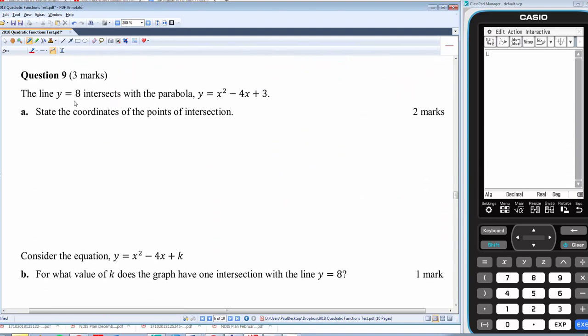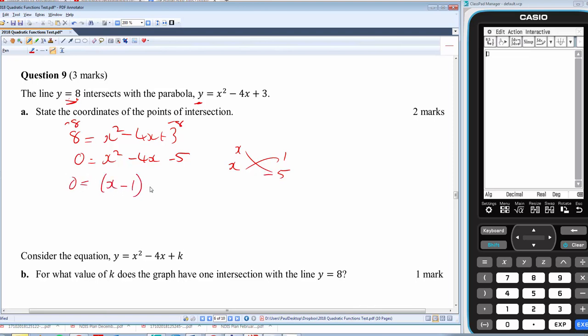Right, this one here, the line y equals 8 intersects with this. We want the coordinates, so we're going to go 8 equals, so we're going to let them equal each other. So this says y is 8, so we're going to swap 8 and y. x squared take 4x plus 3. Now we're going to attempt to solve that. To do that we need to use the Null Factor Law. Okay, so I've subtracted 8 from this side, subtracted 8 from here. Let's set up the cross. Alright, so those are the two values.